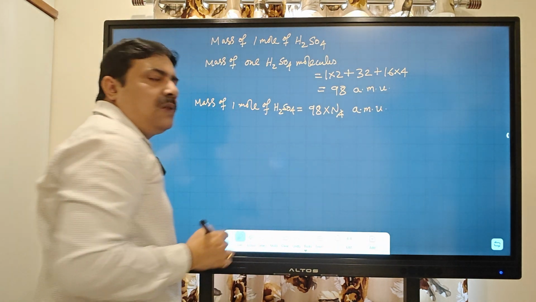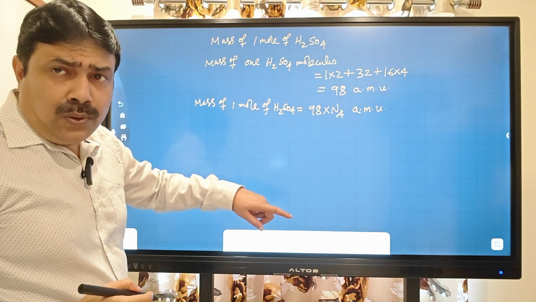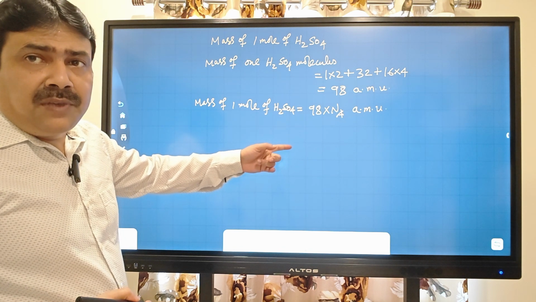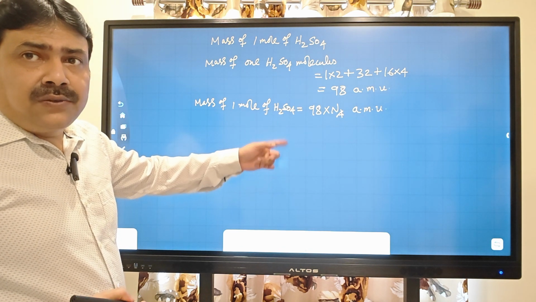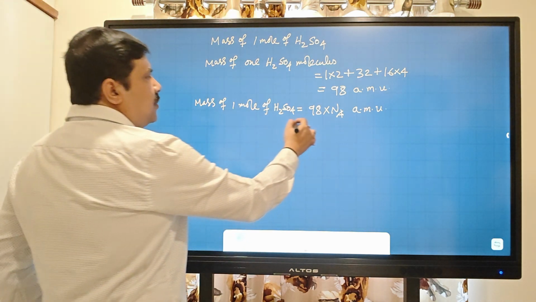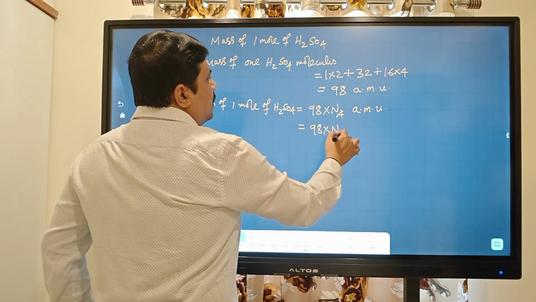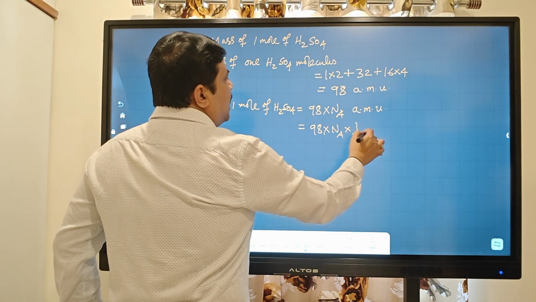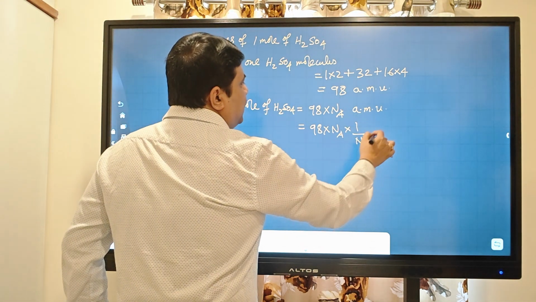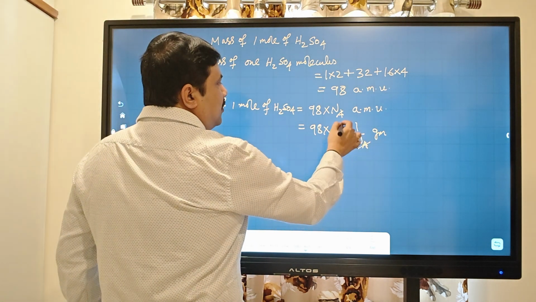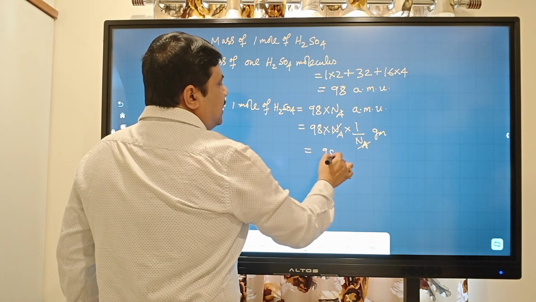Now I want to convert AMU to gram. What do I have to do? Multiply by 1 by Na, because the conversion factor from AMU to gram is 1 AMU equals 1 by Na gram. That's what I am doing over here: 98 into Avogadro number into 1 by Na. Now it is not in AMU, it is in grams. Now the Avogadro number cancels out, and then we get 98 gram.